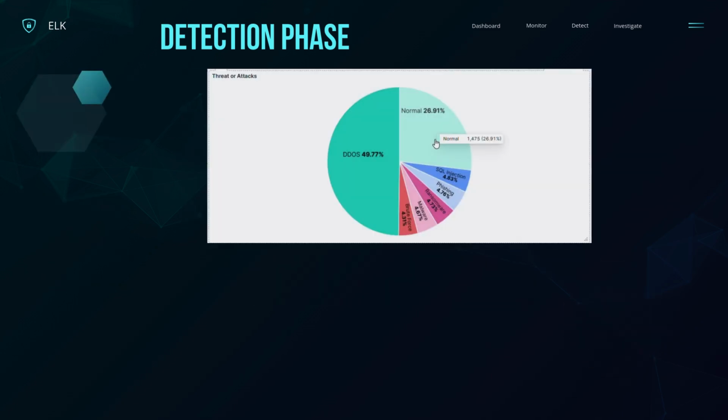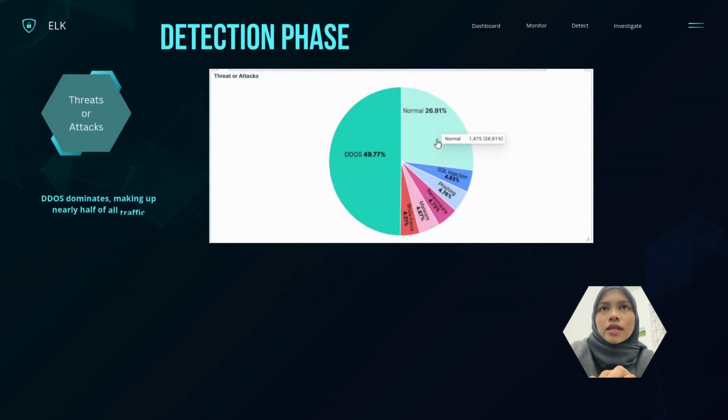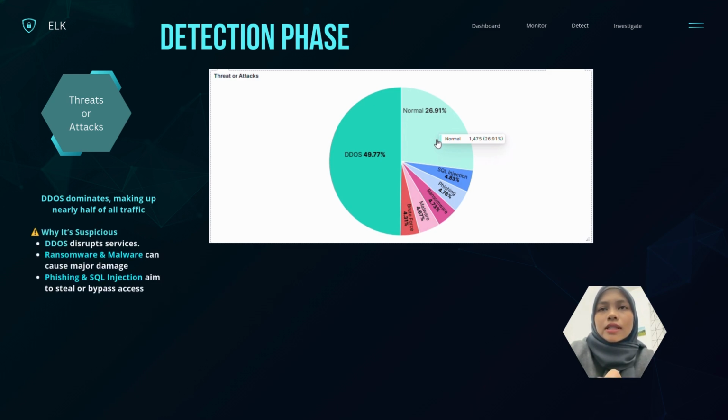The next incident is the breakdown of attack types. The pie chart shows different types of attacks detected. DDoS is the most common, making up 49.77% of all the events, and normal traffic is 26.91%, which is expected. Then there are other attacks like SQL injection, phishing, ransomware, malware, and brute force.